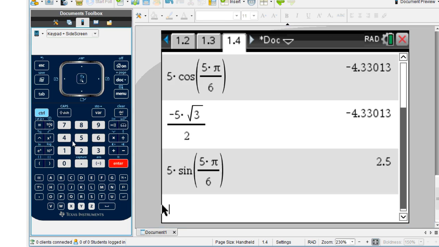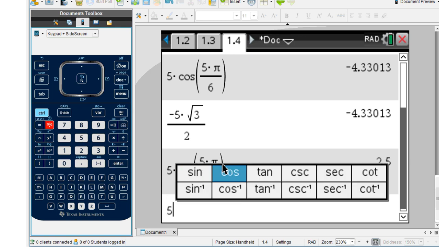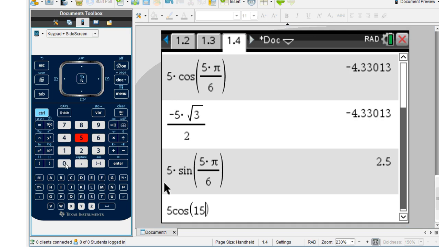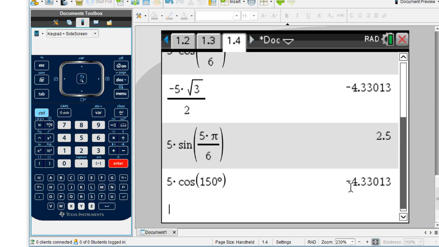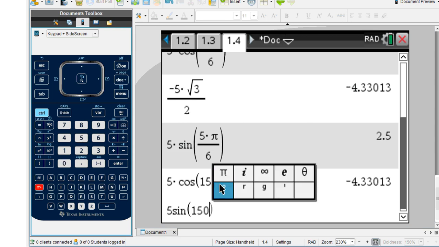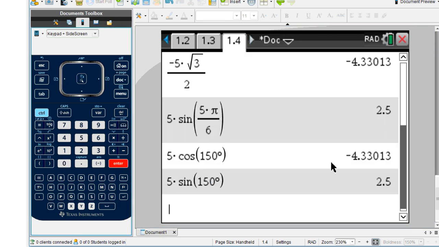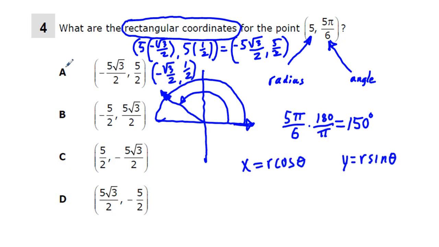In degrees, we could say 5 cosine 150 degrees. There we get that. 5 sine 150 degrees. So basically, we've worked this problem about 4 different ways. Very, very easy problem to do. Our cosine is x and our sine is y.